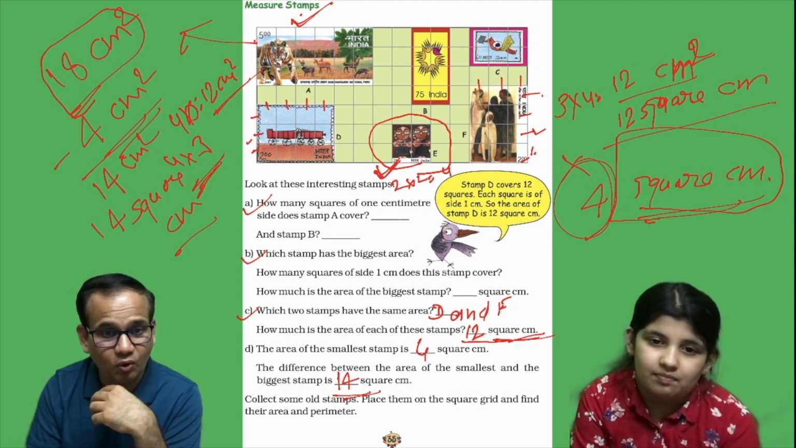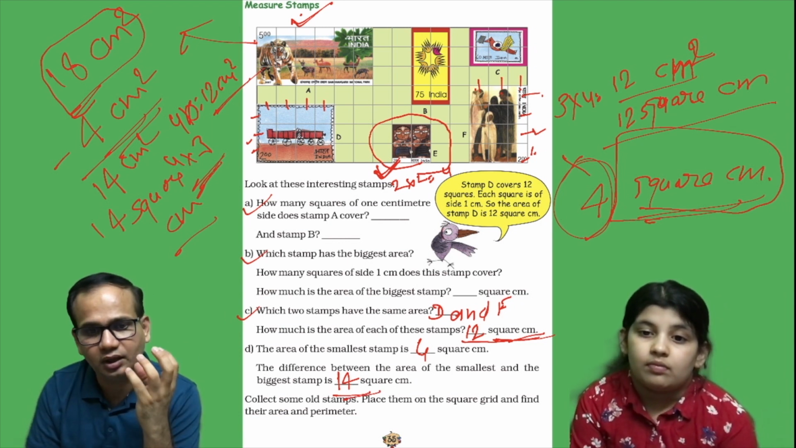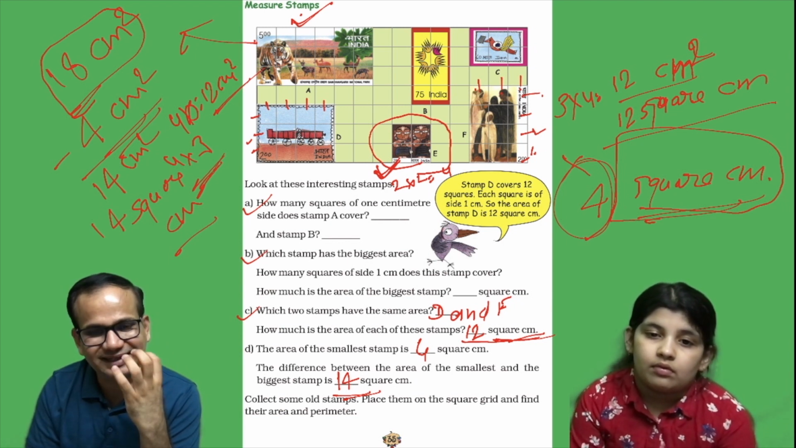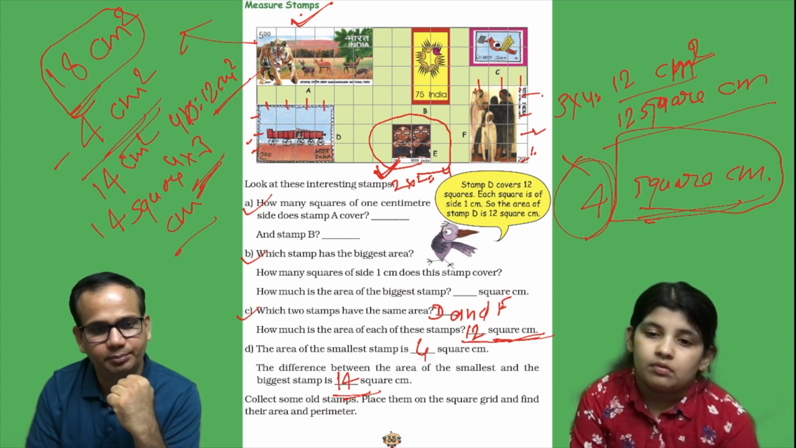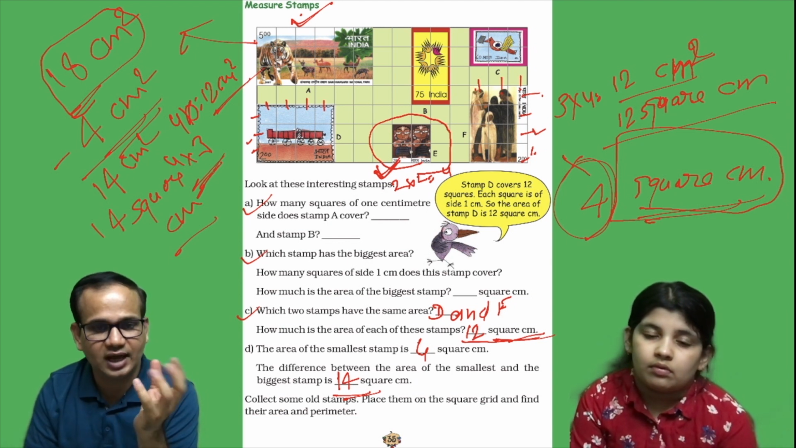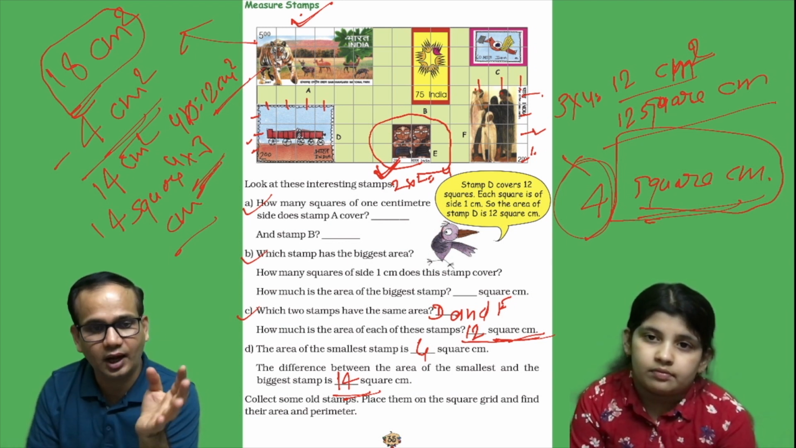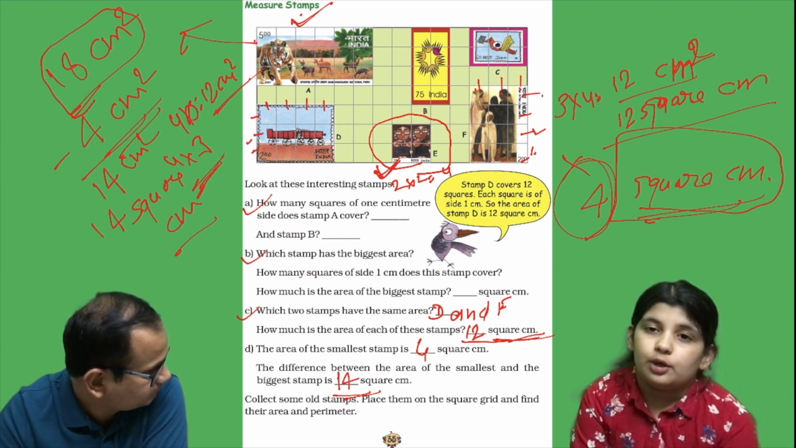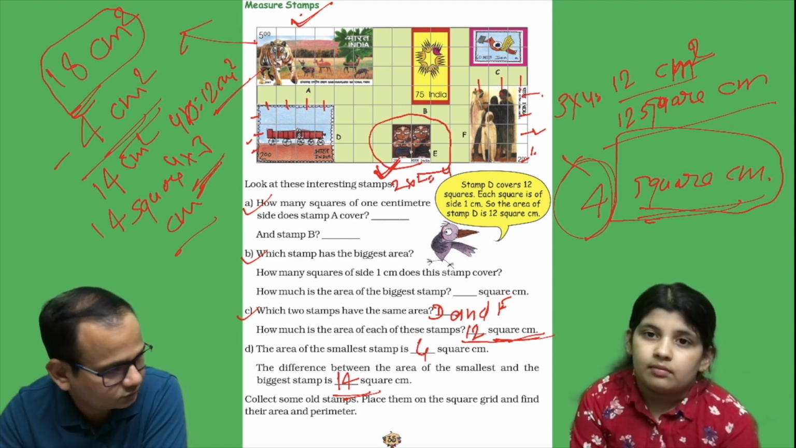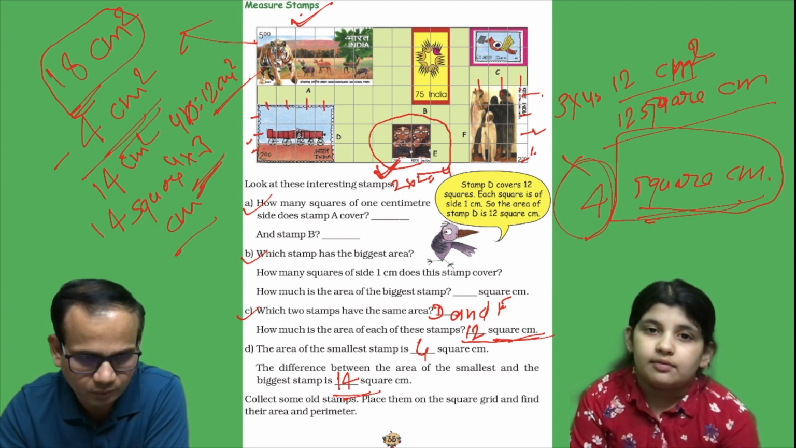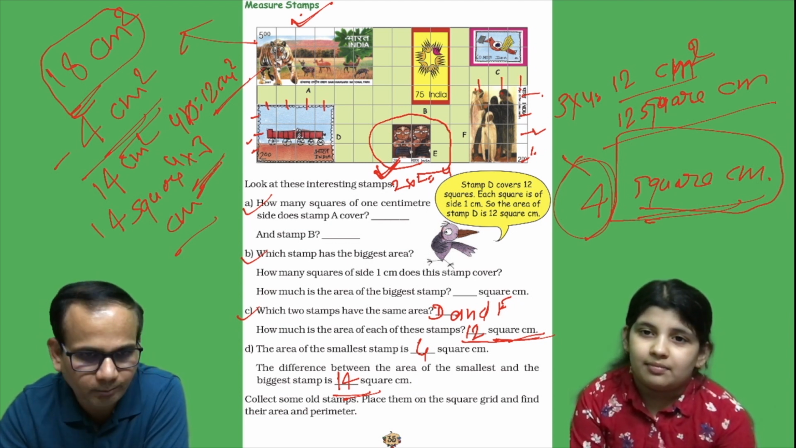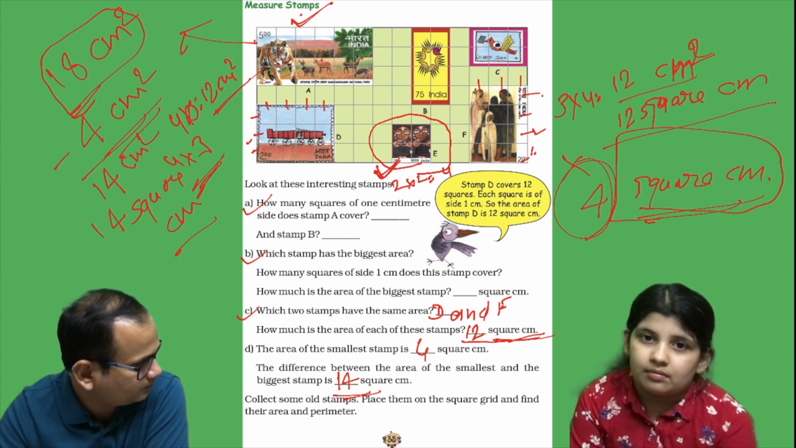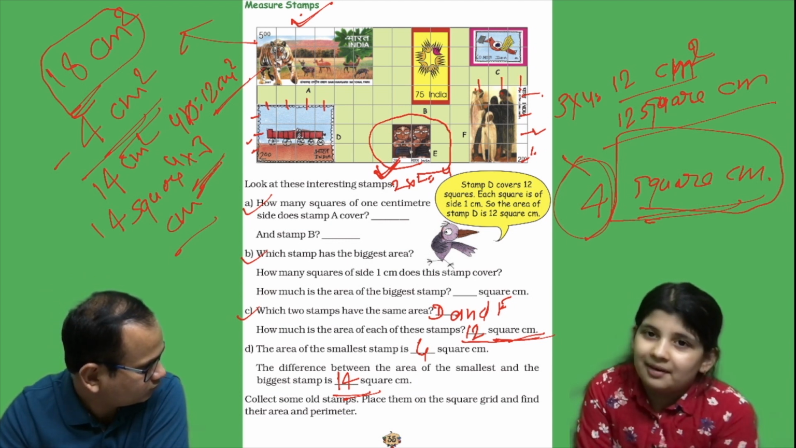Now collect some old stamps, place them on the square grid and find their area and perimeter. This is the homework for you. But I don't have any old stamp. You have to collect that, or you have to make them. You can make different sizes. You are expert in making, no? Means I have to cut some paper, draw something.